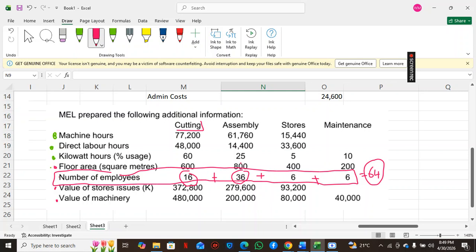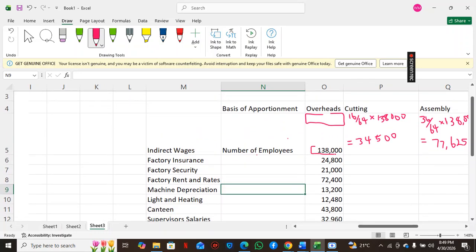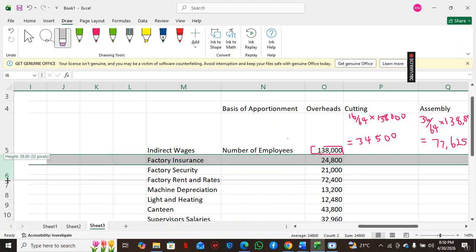Then we make each of these numbers fractions. For the cutting department, 16 over 64. Assembly, 36 over 64. Stores, 6 over 64. Maintenance, 6 over 64. Once you've converted them to fractions, you multiply each fraction with this 138,000, because that is the amount being shared.